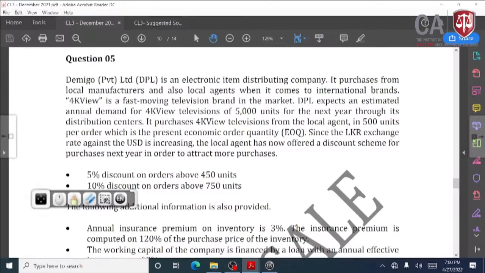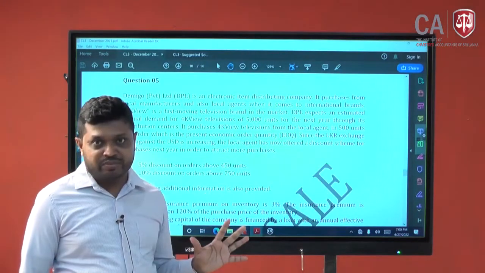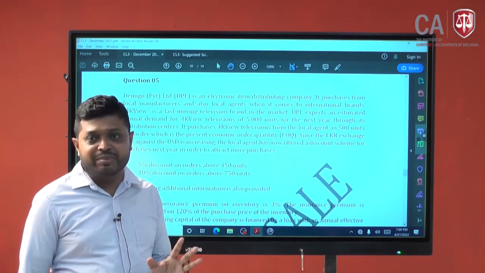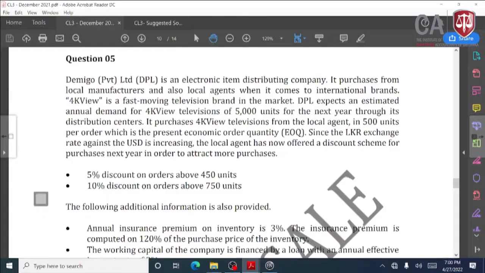Now we are moving to the fifth question. This question specifically targets working capital management. The syllabus gives 10% weightage to working capital management. This is related to inventory management. Now we will see what the requirement is according to question number 5. First read: Demigo Private Limited, DPL, is an electronic item distributing company. It purchases from local manufacturers and also local agents when it comes to international brands.